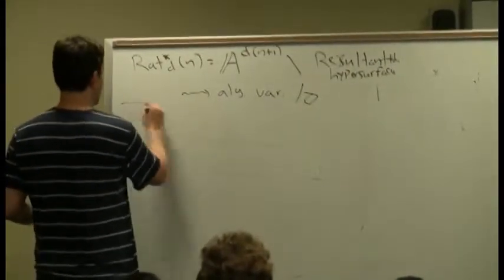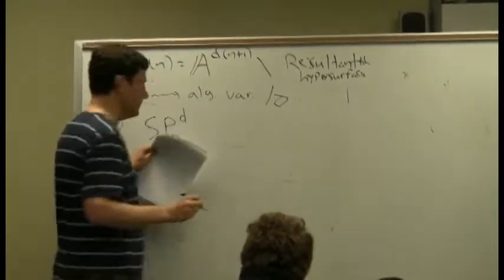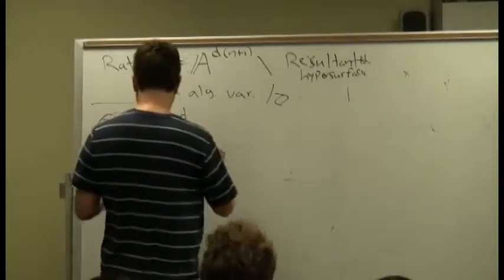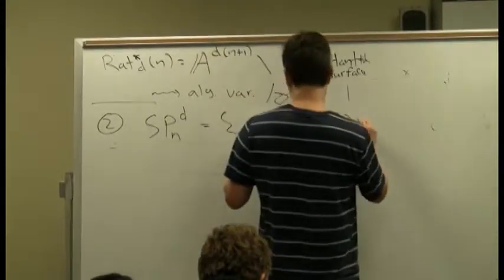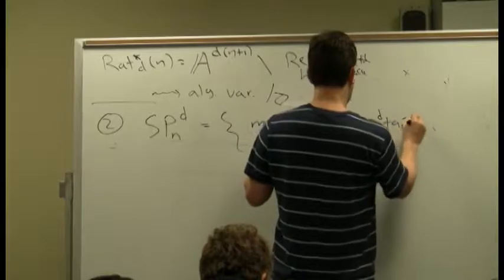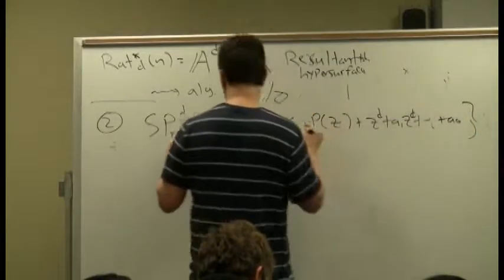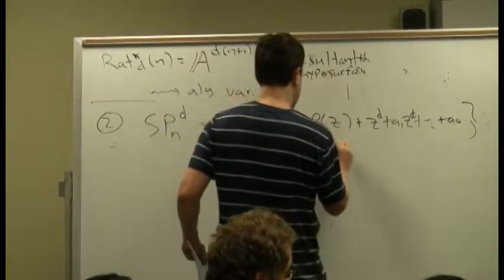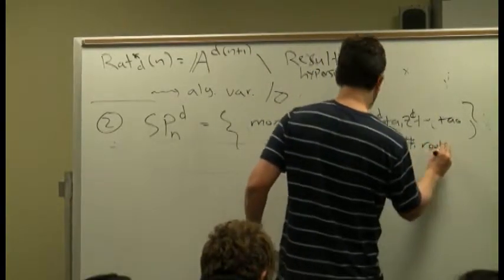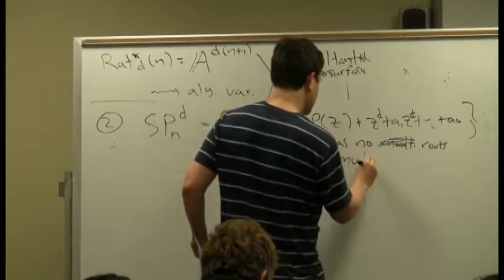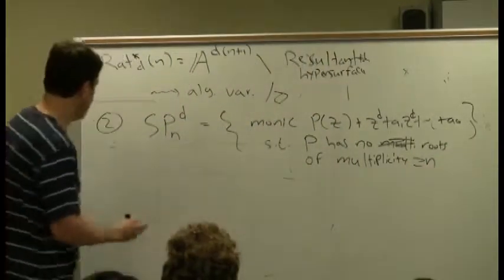Let me just say one other cool set of varieties that we're looking at, SPND. This is Vassiliev terminology, symmetric products. This is the space of monic polynomials. This is sort of what people might call the stratification of the discriminant locus in polynomials, such that P has no roots of multiplicity greater than or equal to n.